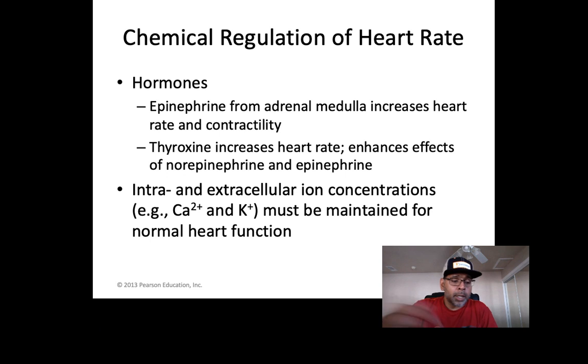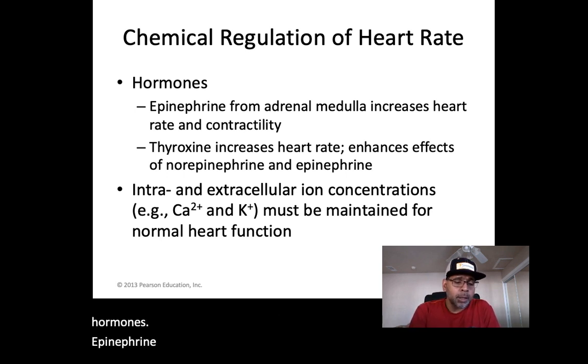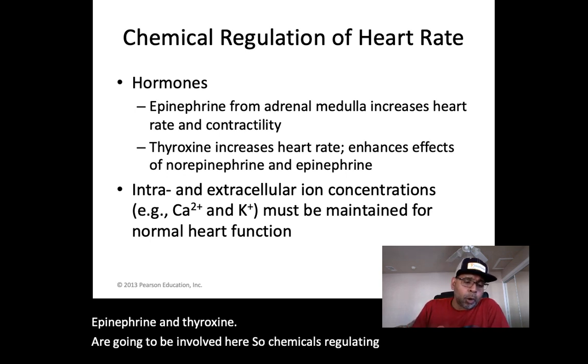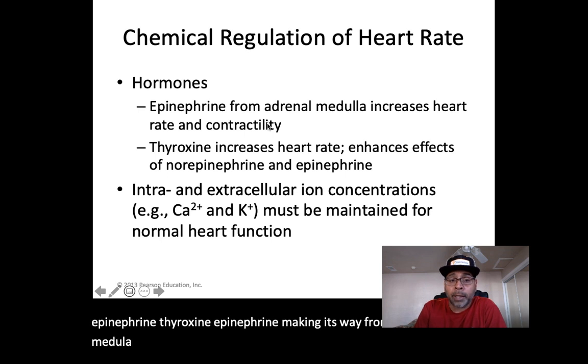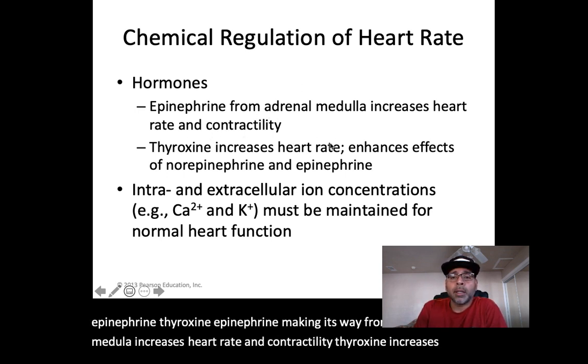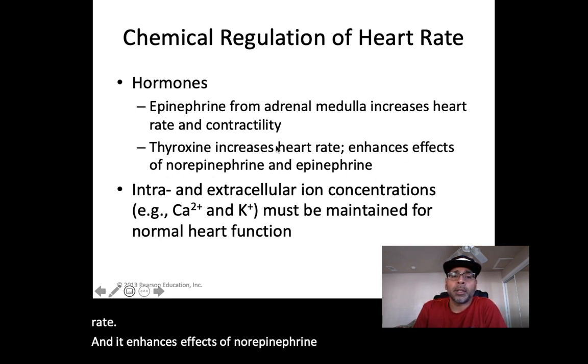When we talk chemical regulation of heart rate, I want you to know hormones, epinephrine and thyroxine, are going to be involved here. So chemicals regulating heart rate: hormones, epinephrine and thyroxine. Epinephrine, making its way from the adrenal medulla, increases heart rate and contractility. Thyroxine increases heart rate, and it enhances effects of norepinephrine and epinephrine.